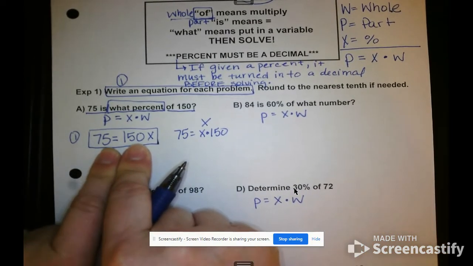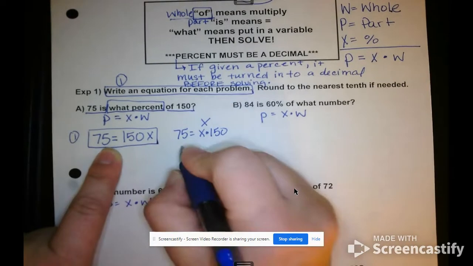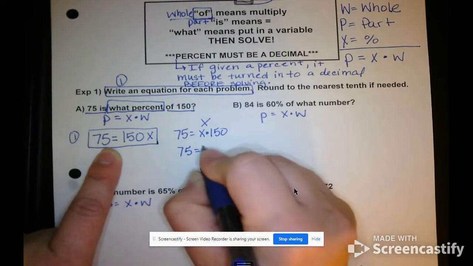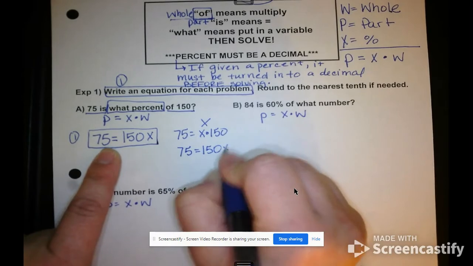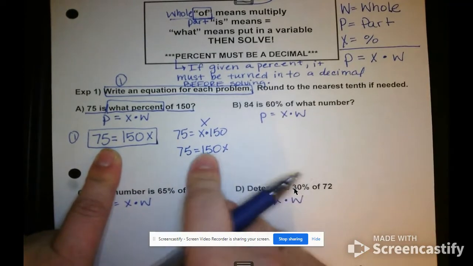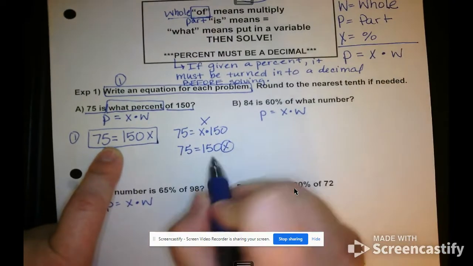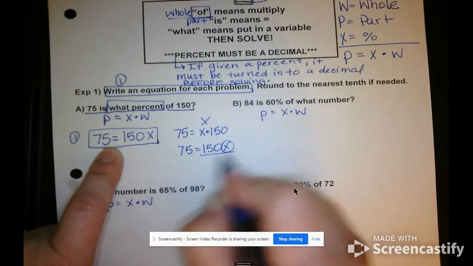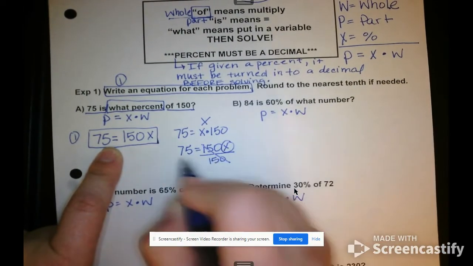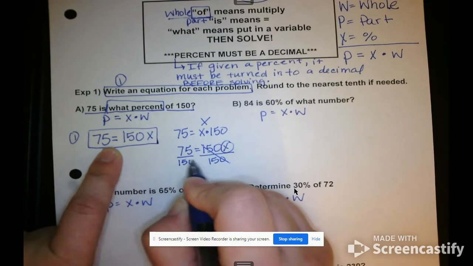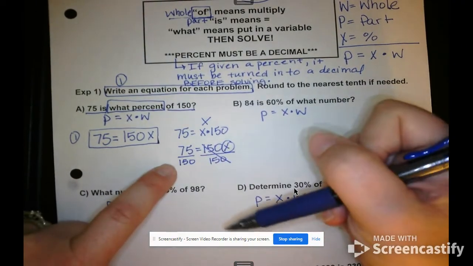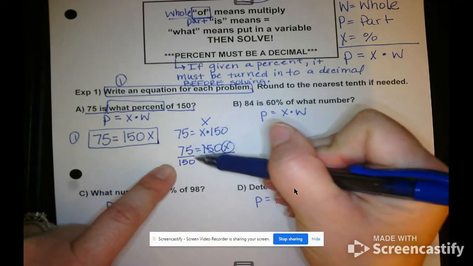150 divided by 75. Okay, so when I have it set up like this, it's also something you learned in 6th grade. This is called a one-step equation. I can solve for x. So this is what I'm solving for, right? So what would I do? Divide. All right, so I divide. How would you read this problem? 75 divided by 150.